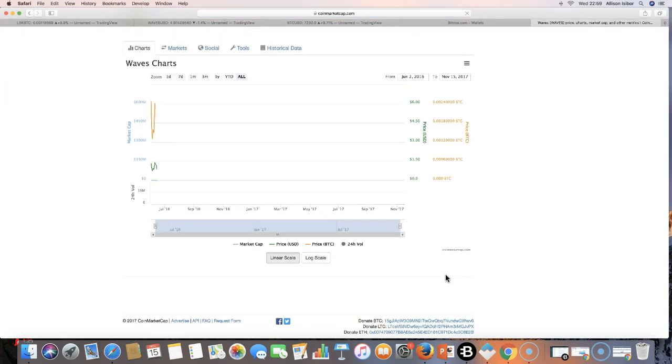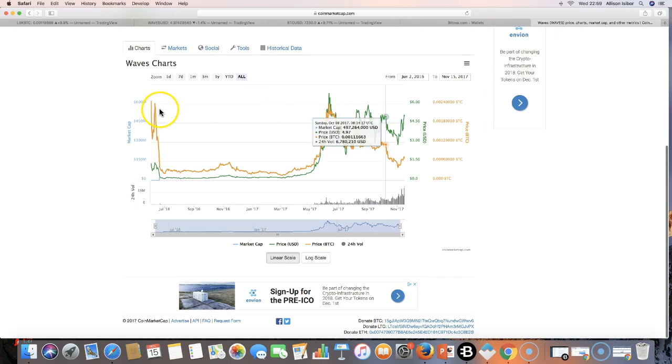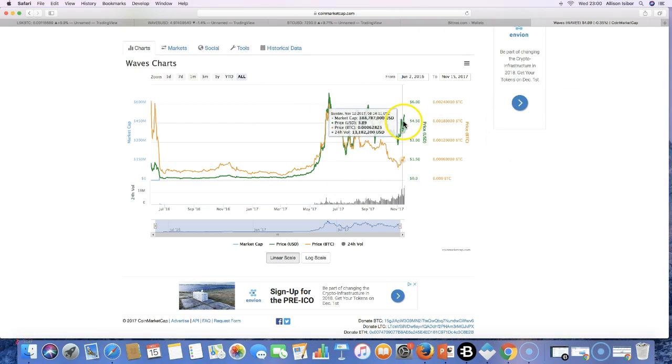Okay. So let's have a quick look. So historically, this is the topmost price of waves, $6.83. It's not really achieved that price for a very long time. So waves gets to $5 every now and then it begins to dip. Now, how do I know waves has started to dip?